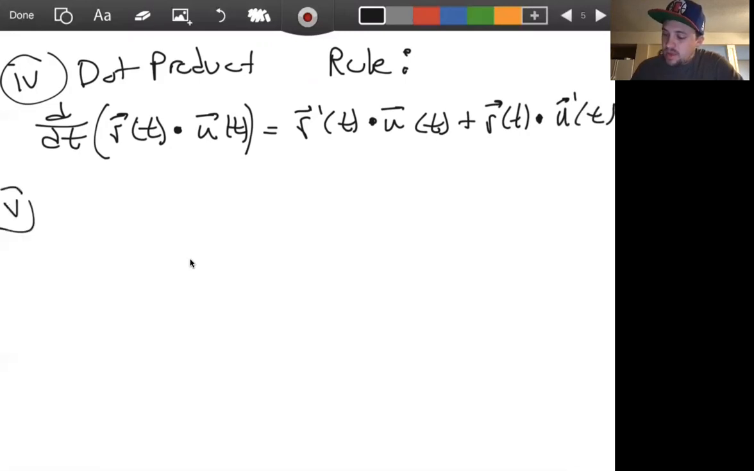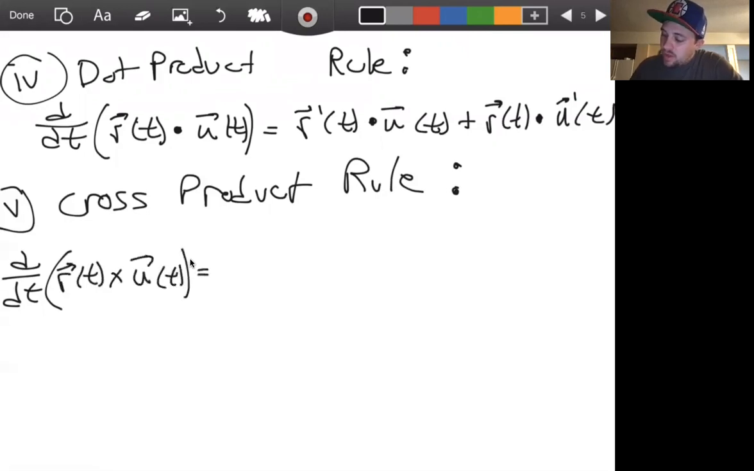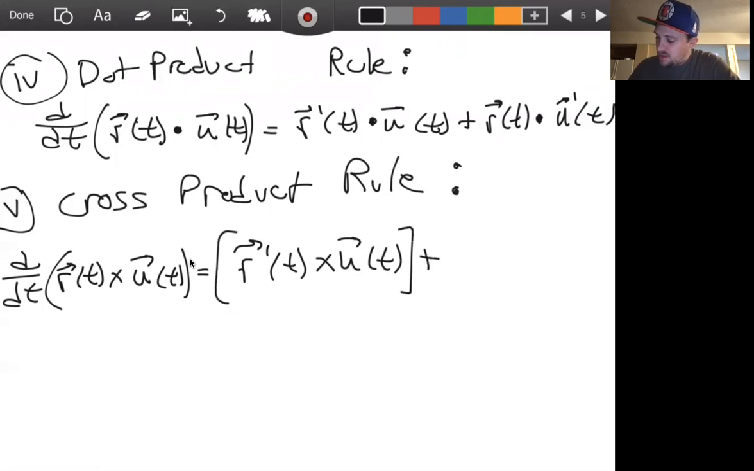We have something extremely similar for the cross product. We have a cross product rule. So if we're taking the derivative of the cross product of two vectors, so let's take r(t) cross u(t), well, this is r'(t) cross u(t) plus r(t) cross u'(t).